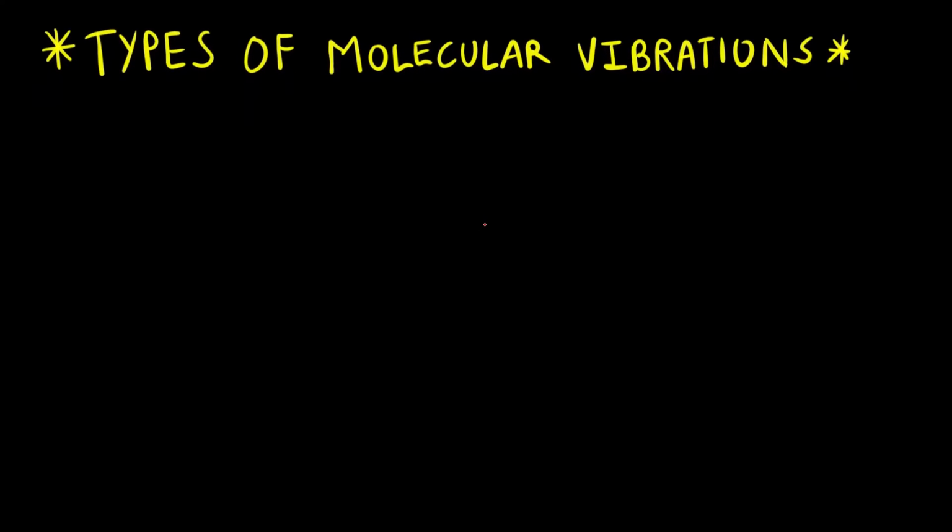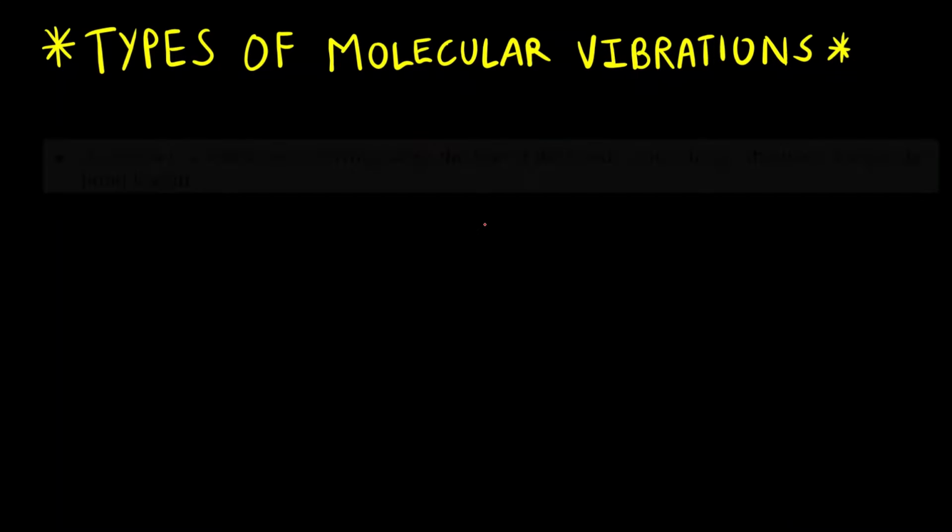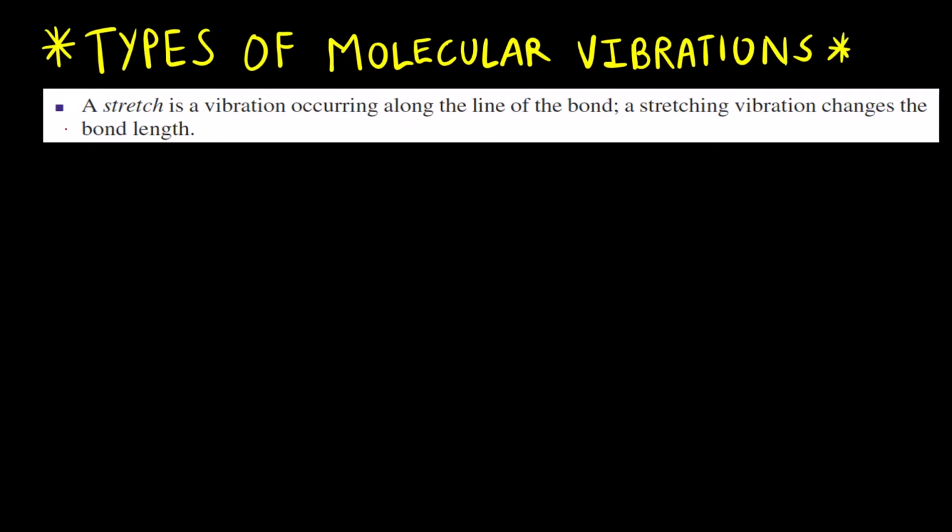Now what we have to see is the types of molecular vibrations. They are basically of two types. One is stretching, which is a vibration along one particular line, along the line of the bond. In a stretching vibration, there is a change in the bond length.